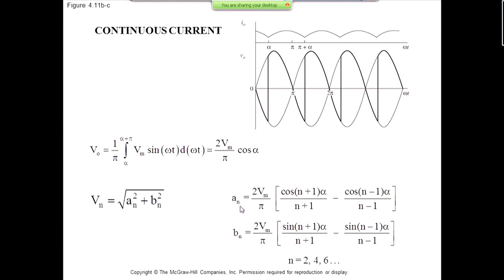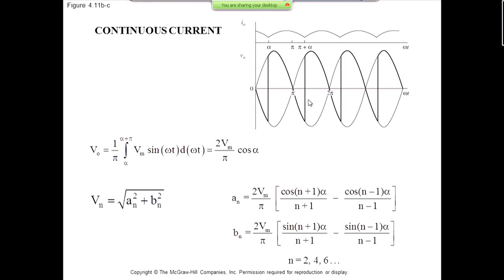Once you find A_n and B_n, you can get the square value of them, add them with each other, and get the square root of the whole thing. And then you can get V_n. V_n is the magnitude of the nth harmonic of the output voltage, basically, n being 2, 4, and 6. And if you're interested in n equal to 0, which is your DC harmonic or DC component, it's given over here, which is 2Vm over pi times cosine of alpha. So this is a Fourier breakdown of this waveform as our output voltage.